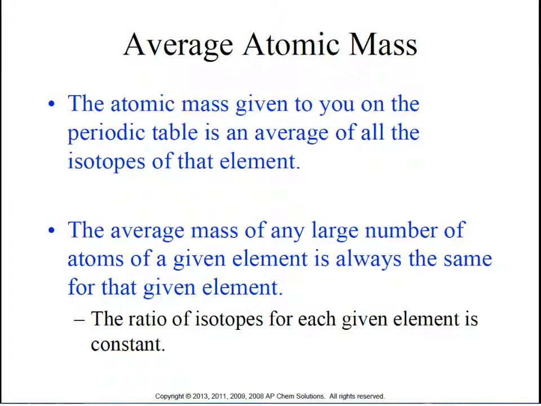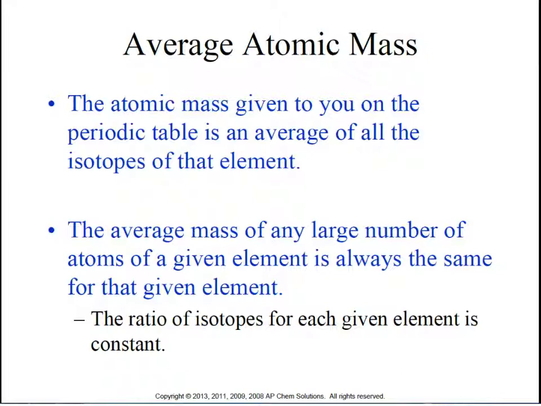So the atomic mass given to you on the periodic table is an average of all the isotopes of that element in the world. So the average mass of any large number of atoms of the element is always the same for that given element. So the ratio of isotopes for each given element is a constant. That means the number on the periodic table can be used in stoichiometry.